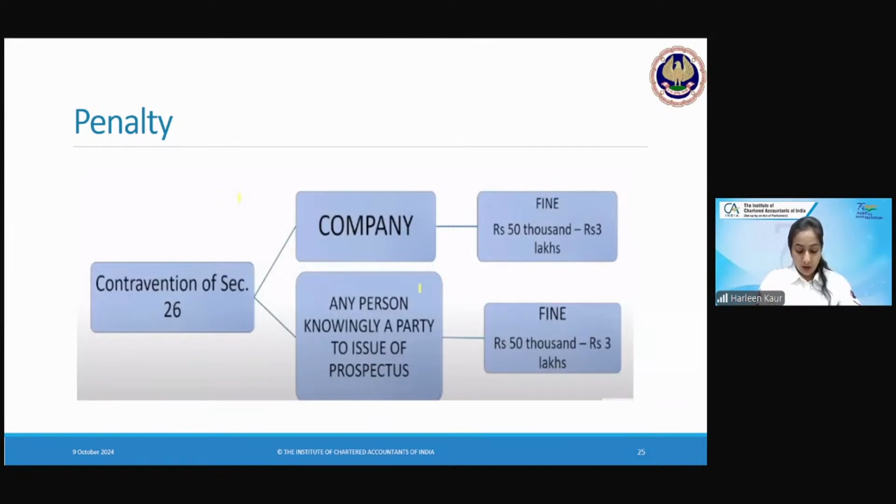Any doubts so far? I hope this is clear. Dating and signing, that is the contents of the prospectus. On the face of the prospectus, two things are required: a statement that a copy has been filed with the ROC, and the list of documents. Okay?